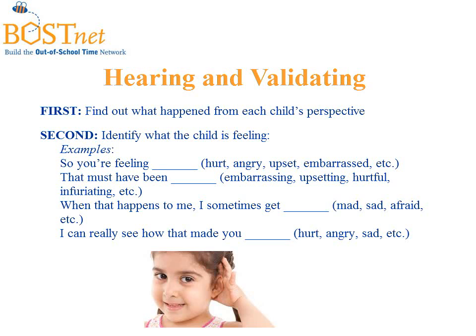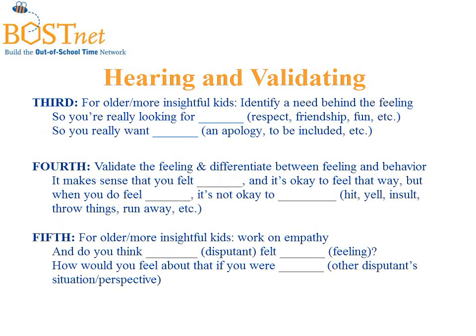Next, make sure to identify the emotions that the child is feeling. An example of how to do this might be, "Oh, Jamie, so you're feeling angry," or "That must have been really embarrassing." After that emotion is identified, especially for the older and more insightful kids, you can identify the need behind the feeling by saying things like, "Oh, so you're really looking for friendship," or "So you really want an apology."